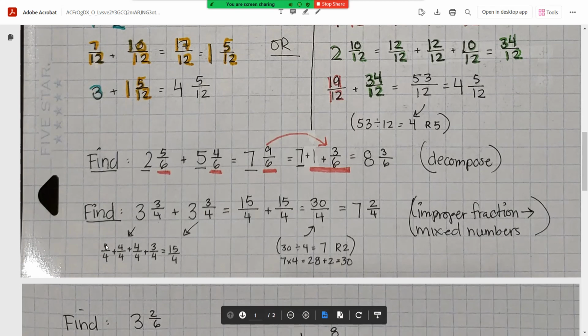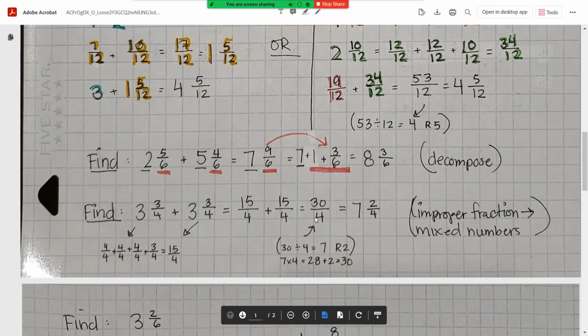So 3 and 3/4 is the same thing as saying 4/4 plus 4/4 plus 4/4 plus the 3/4 piece, which is 15 over 4. 4 times 3 is 12, plus 3 is 15. So 15/4 plus another 15/4 will give me 30/4. Now I need to think, how do I change this back to a mixed number?